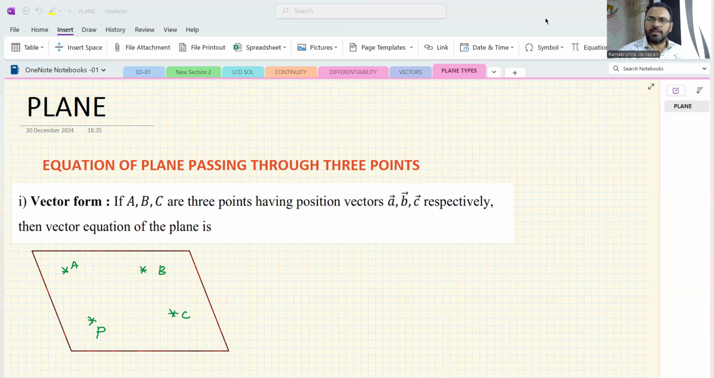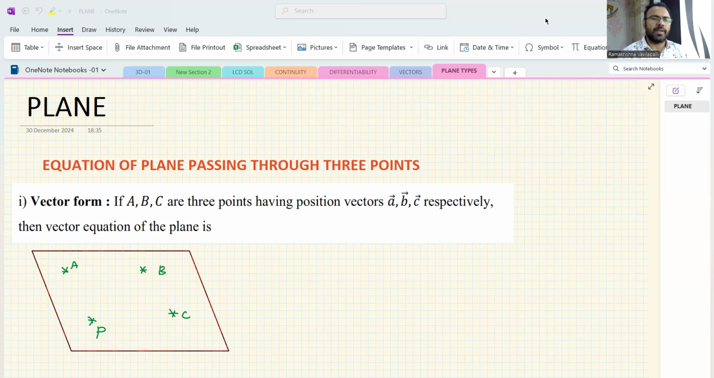Before that, you must know that if three vectors A bar, B bar, C bar are coplanar, then their box is equal to 0. Box of A bar, B bar, C bar equal to 0. So box is nothing but determinant.